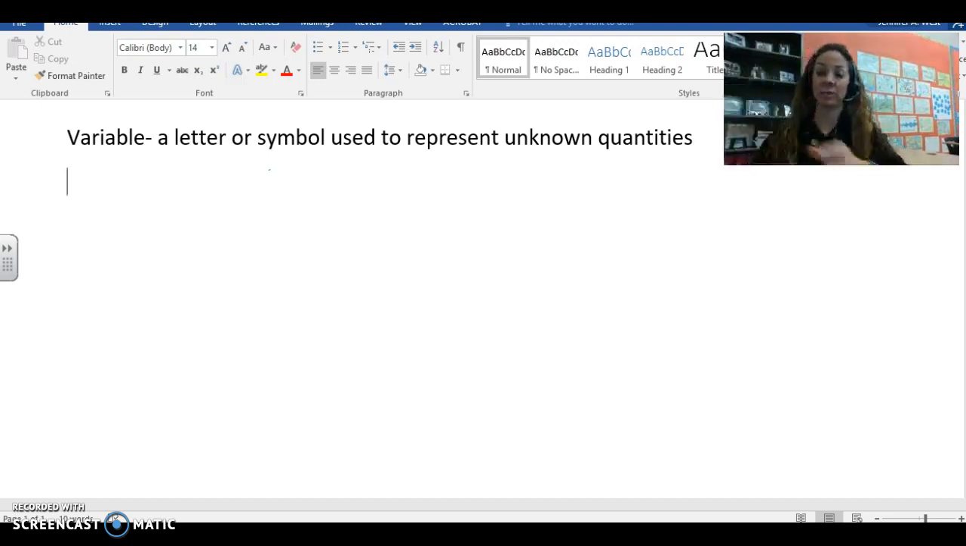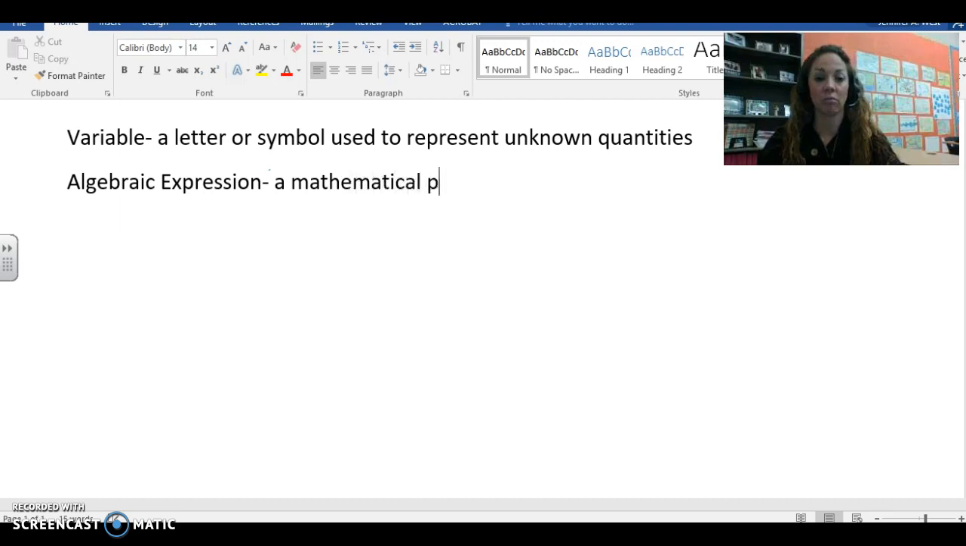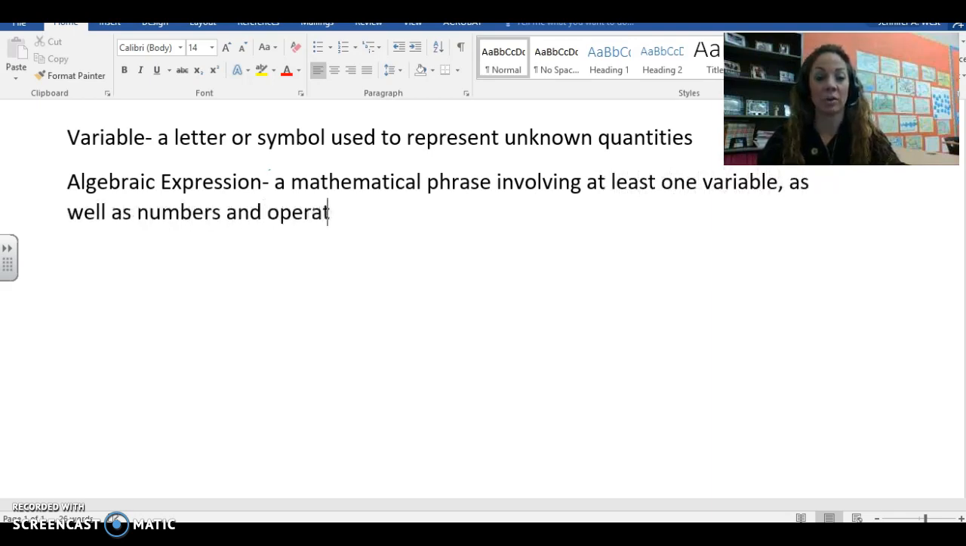Your next vocabulary word, and this was part of your learning goals, is algebraic expression. I mean, what in the world is that? And an algebraic expression is a mathematical phrase that is involving at least one variable, whatever that is, as well as numbers and operations. And you guys already know what numbers are. You already know what operations are. So now we just have to figure out what to do with this variable part of things.